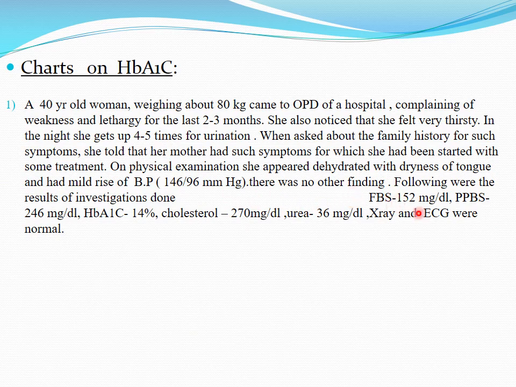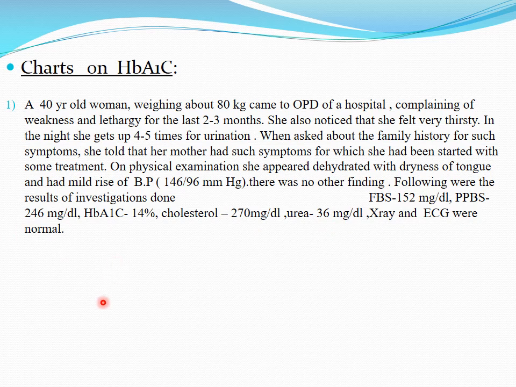We are having FBS is 152 milligram per deciliter, PPBS is 246. So you see, fasting blood glucose, if it is more than 126, is considered to be diabetic. PPBS more than 200 is considered to be diabetic, and HbA1c, you can see it is 14%, it's much higher. So leading to some complications. Have you seen? In the RFT and lipid profile parameters, cholesterol is very high. Okay, more than 200. Here it is 270. Urea is okay. Then X-ray and ECG are also normal, they are saying.